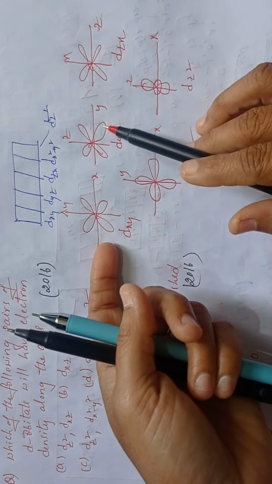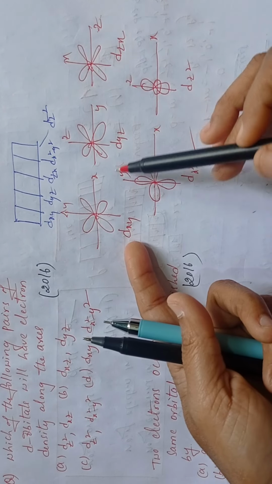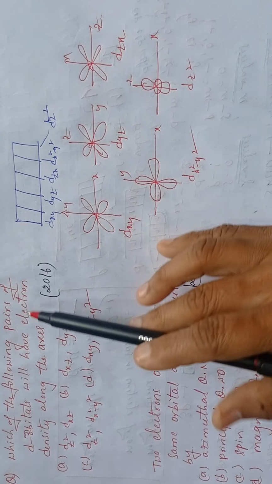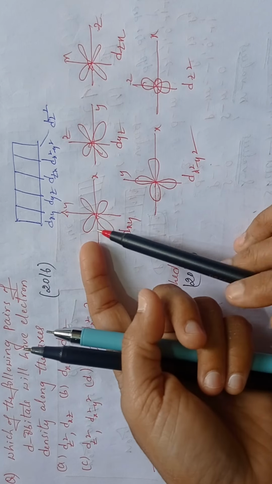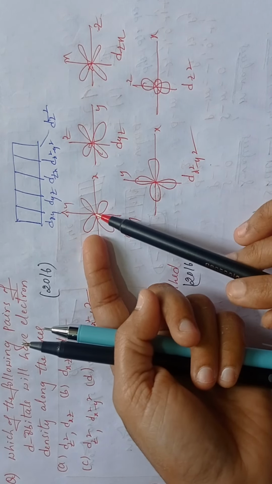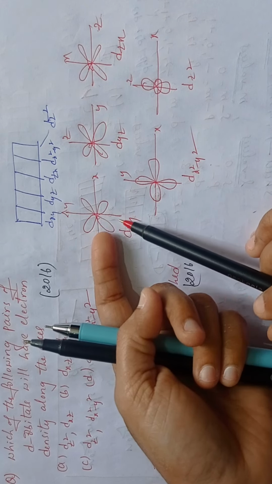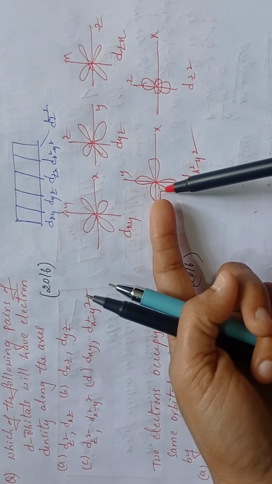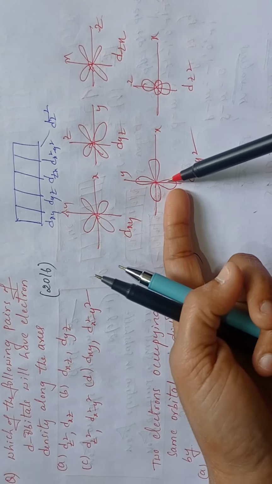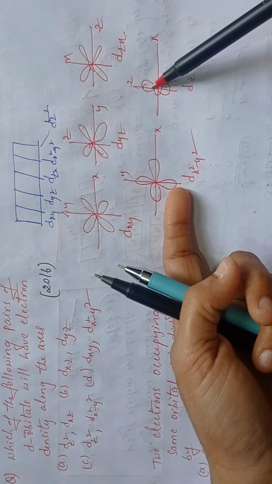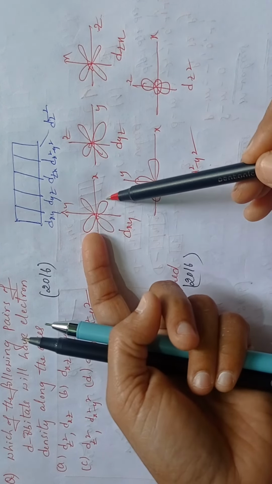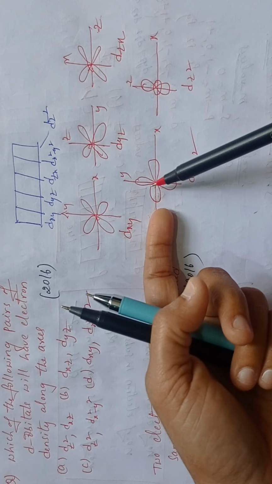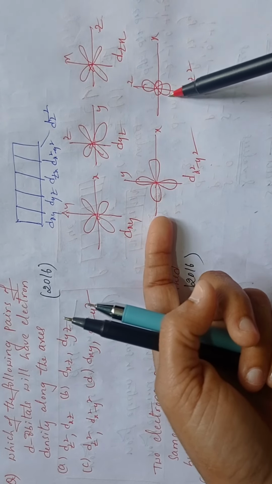Now see students, in dxy, dyz, dzx, what happens? The lobes of these pairs of d orbitals have electron density in between the Cartesian axes. Yes or not? Here also lobes are present, but these lobes are present along the Cartesian axis. That means electron density is present along the Cartesian axis. Here electron density is present in between the Cartesian axes, and here along the axis. Are you clear?